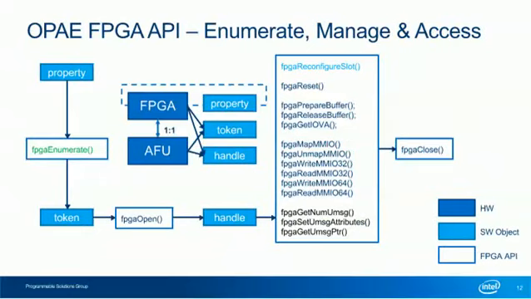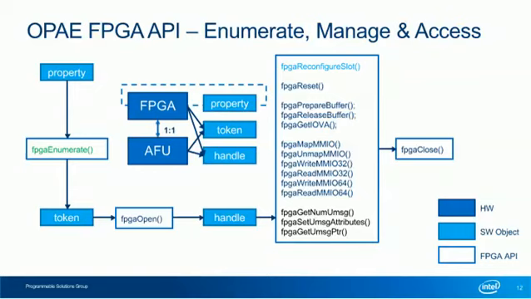This slide summarizes the type of calls that the user can make using OPAE to manage and transfer data and execute the FPGA accelerator. The flow is fairly simple. You will first create FPGA properties, which is an opaque type which allows you to search for resources that suit your needs. You will call FPGA enumerate with FPGA properties, which will return a list of tokens that matches the FPGA resources you're looking for.